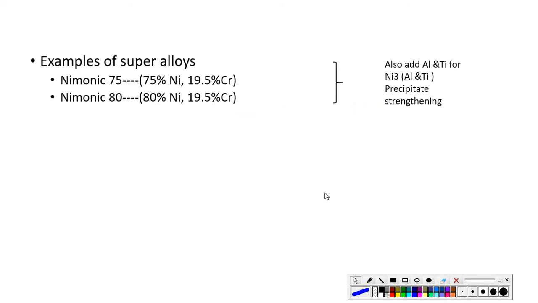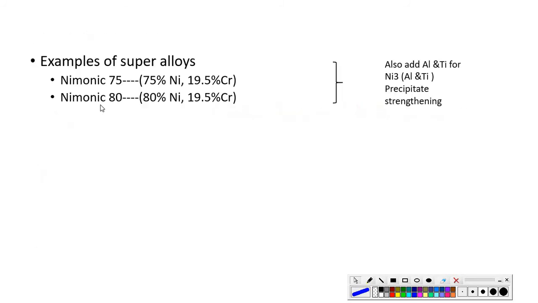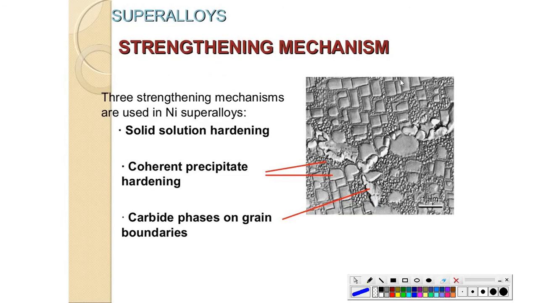So based on this, for nickel-based superalloys, mainly there are two superalloys commonly used, Nimonic 75 and Nimonic 80. Nimonic 75 has 75% nickel and 19.5% chromium, and for 80 it is 80% nickel and 19.5% chromium. We also add titanium and aluminum, and this titanium and aluminum produce intermetallic compounds which precipitate and give additional strength to superalloys. So how is this superalloy strength increased at a very high temperature?